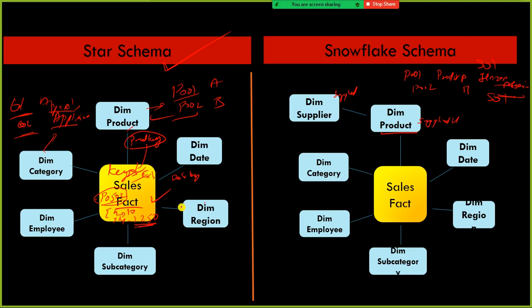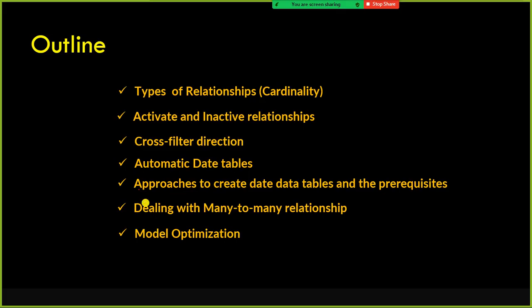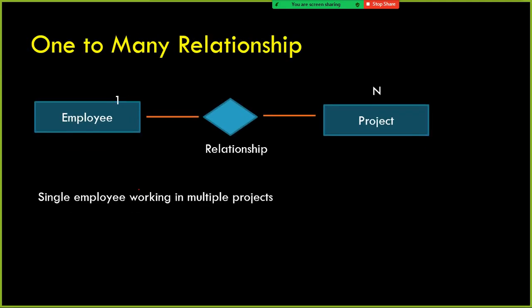Here, only when you have the relationship should you be able to filter the data. So your dimension table region can filter the data in your sales fact table. The filtering is happening automatically once you establish the relationship between the tables.